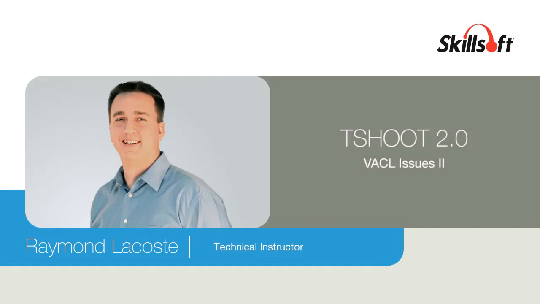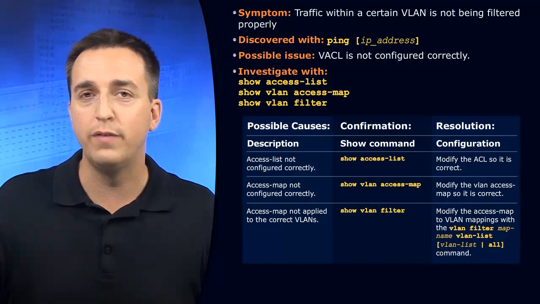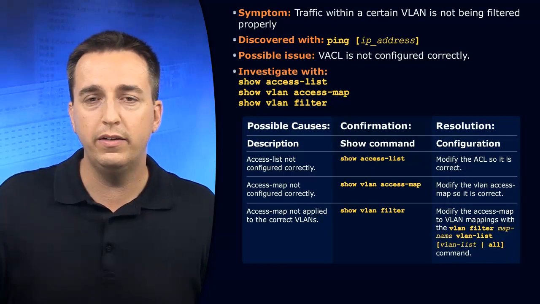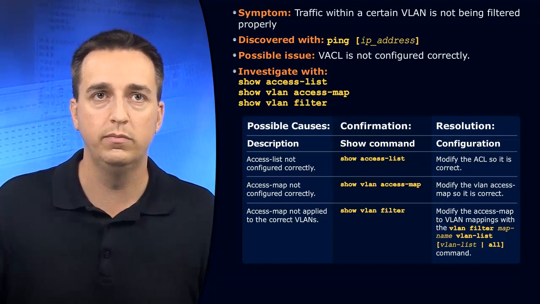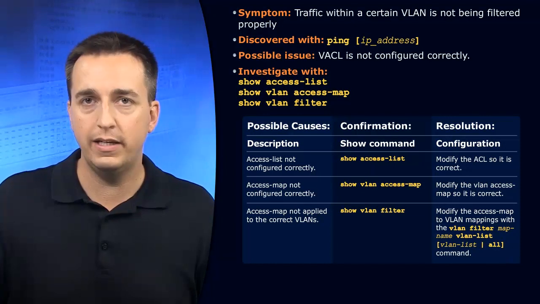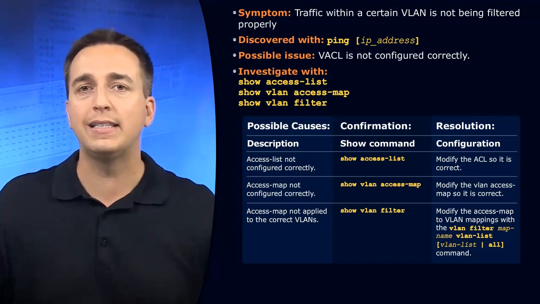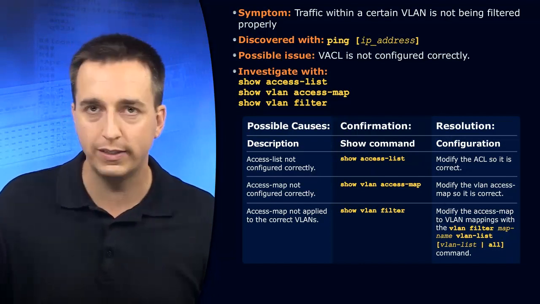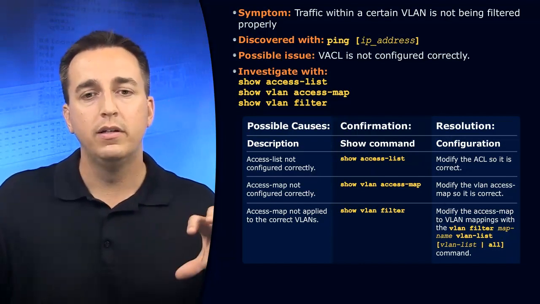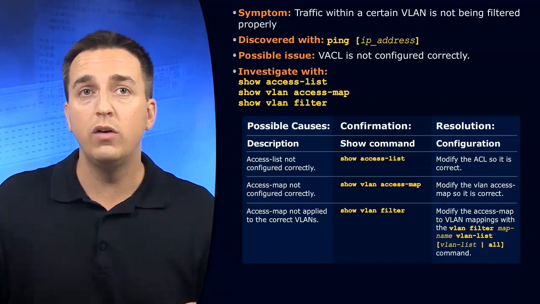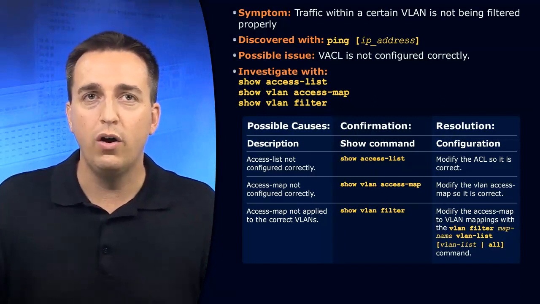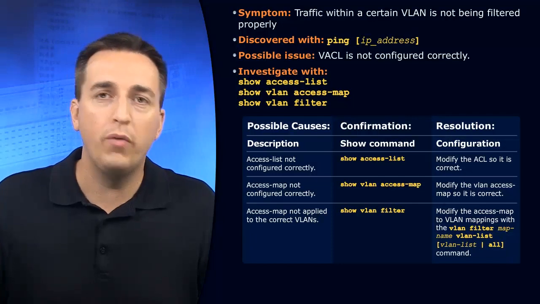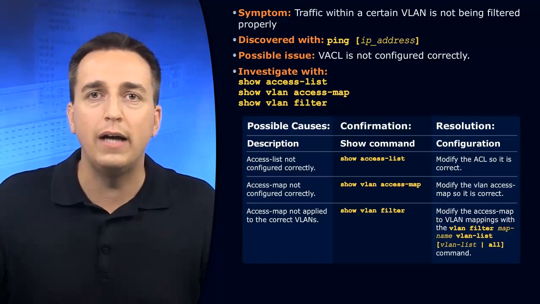Let's say we've set up a VLAN access control list in our environment, and traffic is not being filtered properly as we intended it to. We can verify this simply by trying to access those resources or services that are being permitted or denied within that particular VLAN access map. So ping is useful, but we might have to try some other services.